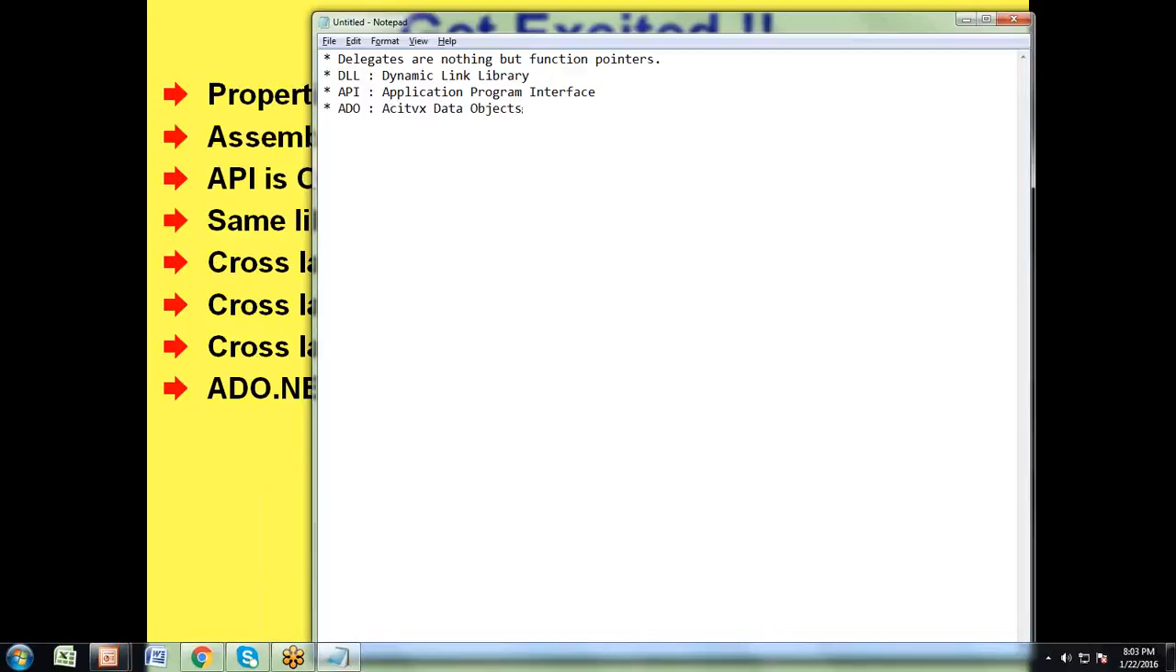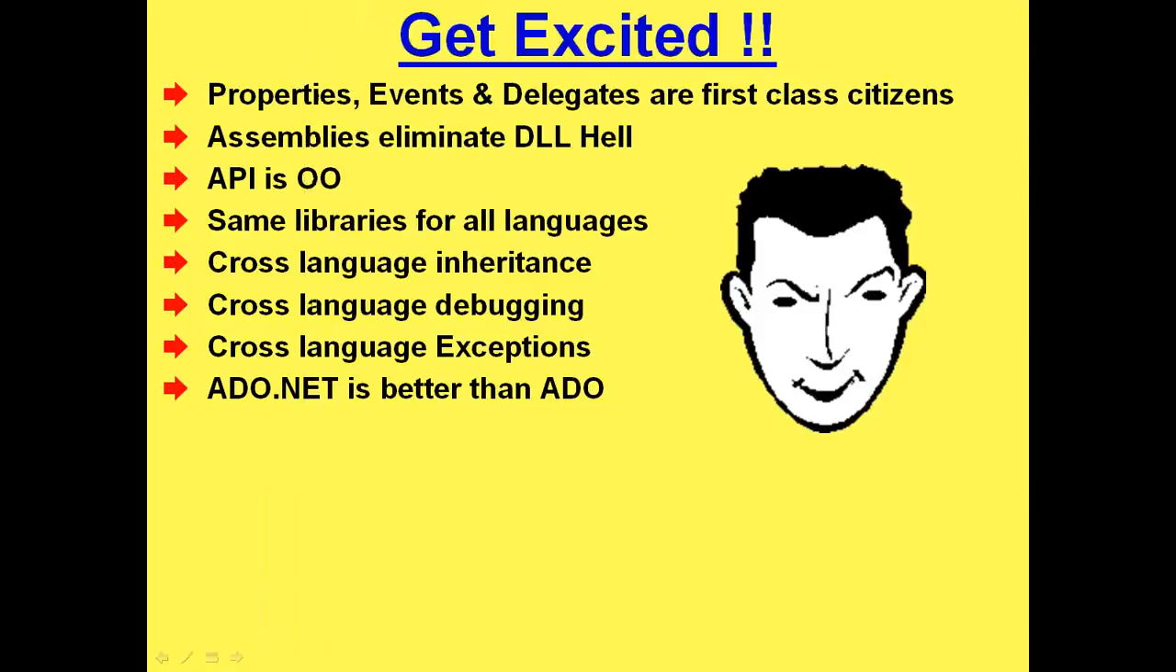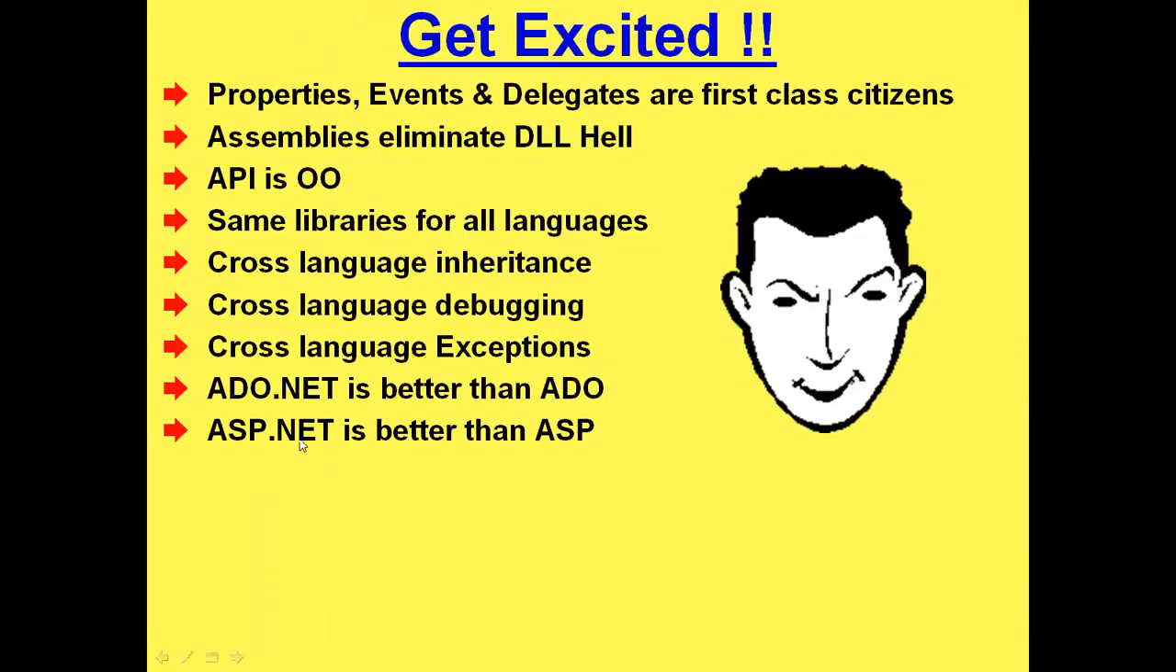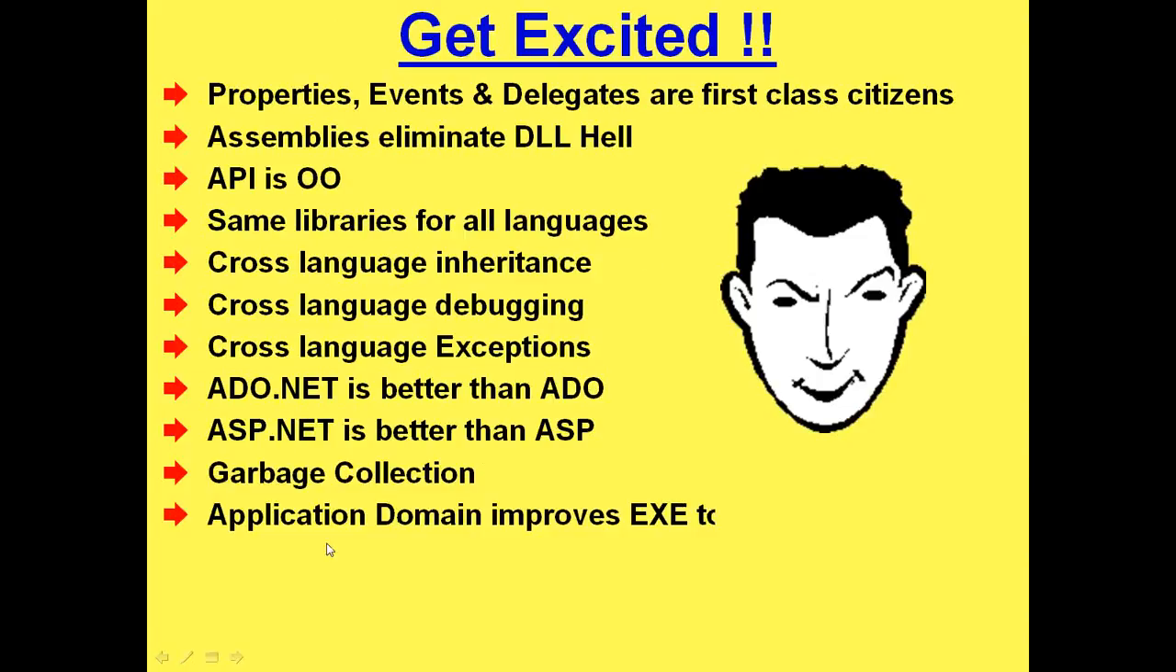If you want to communicate with a database, say SQL Server or Oracle, earlier we were using the technology ADO. Nowadays we are using what? ADO.NET. ASP.NET is better than what? ASP. ASP stands for Active Server Pages. In order to build the classical web applications, earlier we were using ASP. Nowadays we are going for ASP.NET. Garbage collection feature.